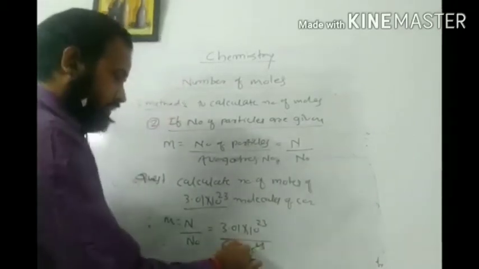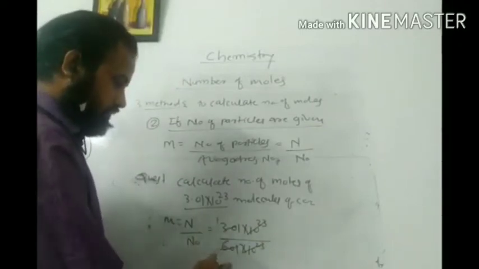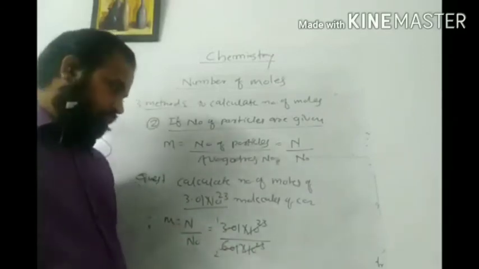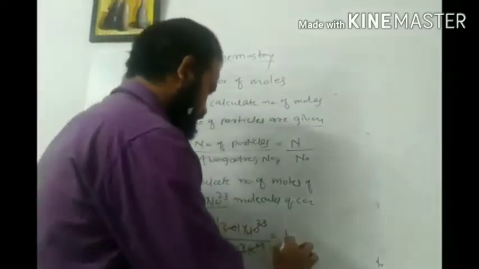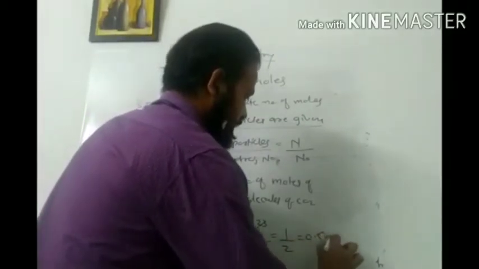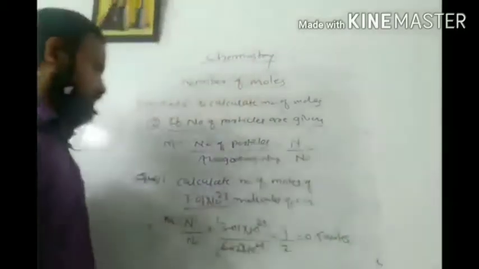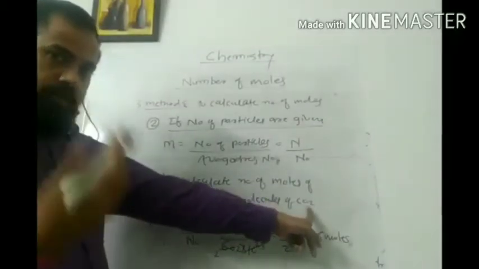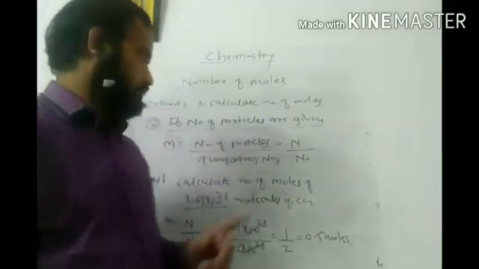If I calculate it, the powers get cancelled out, and this is half, isn't it? 3 ones are 3, 3 twos are 6. Similarly, 3.01, and 6.02. So it is 1 by 2, or we can say 0.5. So I can say that 3.01 into 10 raised to 23 molecules of carbon dioxide contains 0.5 moles. This is how you get your answer by using the second method.